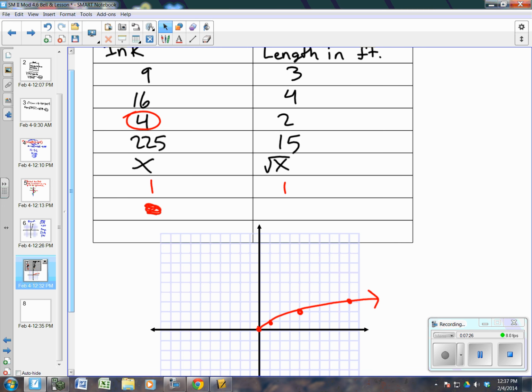Now, what is the domain of this one? What's the domain of this one? Same as the last one. This one only exists greater than 0. And the range as well only exists greater than 0. Because it's a real life problem, right? Okay. Now, question 3. Explain in words what the inverse function represents.